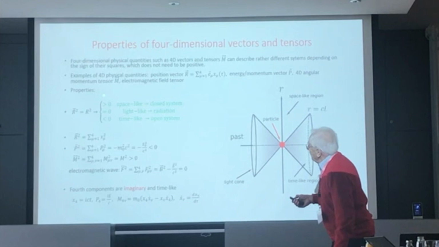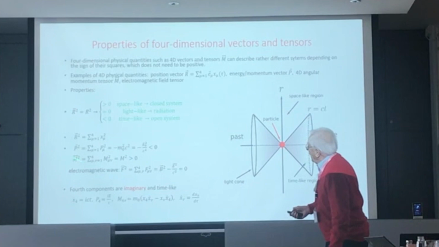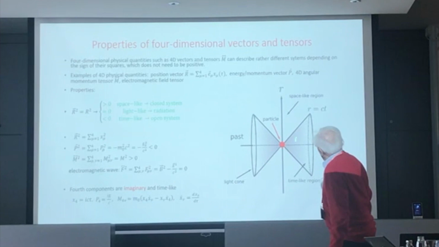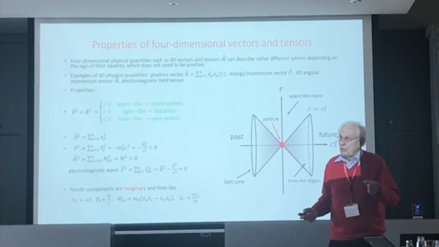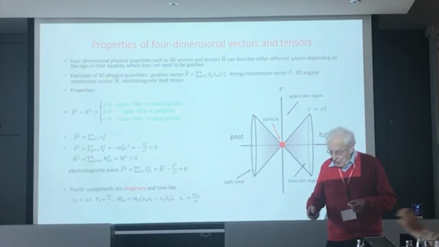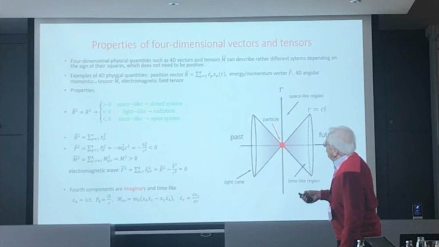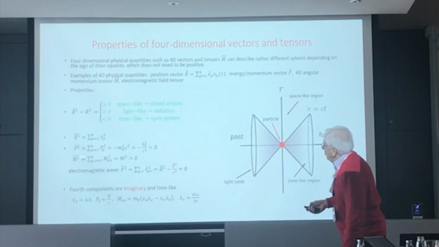So it can be zero or larger than zero, and that is called space-like. And if it's zero, then I'm on the so-called light cone. That is, if I have two points, it takes some time with the velocity of light to go from one point to the other. So that's on the light cone. You see, these four-dimensional physical quantities, the absolute value can have three different orders.